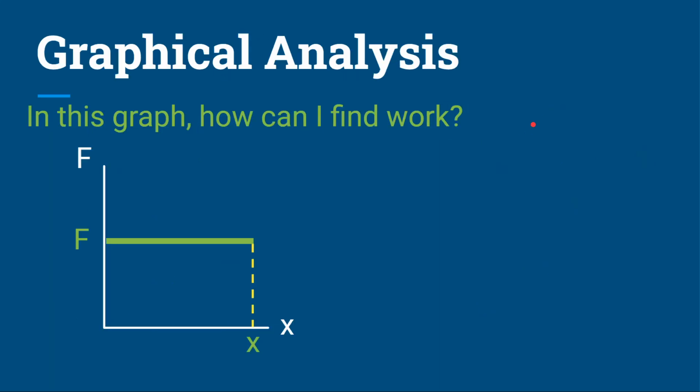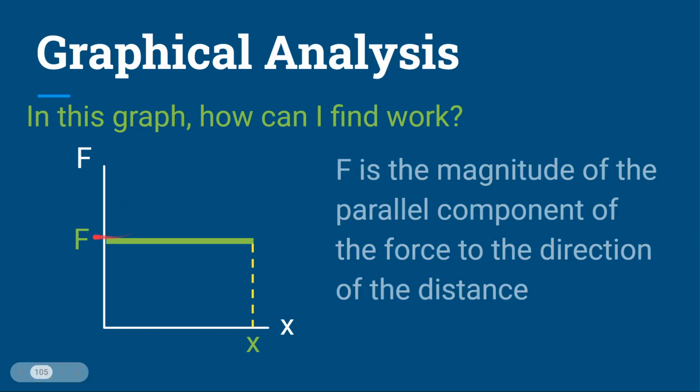All right, so what if we have a graph? This is a force displacement graph, an Fx graph, and I have here some amount of force F being applied for some amount of distance x. If I wanted to determine how much work that is, again, work is force times displacement times cosine theta. We're going to assume that this force is parallel to my displacement. So that's what it says here. F is the magnitude of the parallel component of the force to the direction of the distance. We have to assume that, or it has to be told to you. Otherwise, you can't do anything with this unless you know that angle. So we're going to assume that this is just the parallel component.